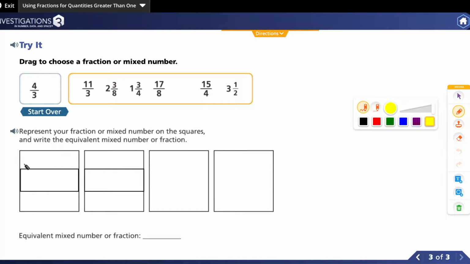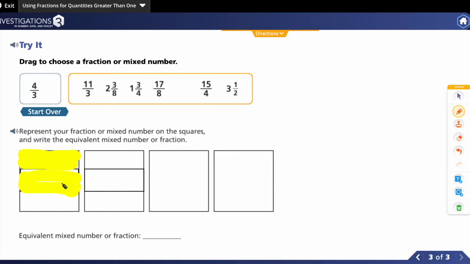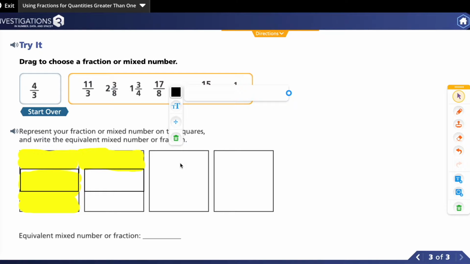All right, I'm going to shade in 1, 2, 3, 4. I did it. I shaded 1, 2, 3, 4 thirds. So now that I see that, I can make it into a mixed number. I can see that this one whole square is shaded, so that's one whole. I don't have another whole, so it's only 1. But what I do have is 1 out of 3.